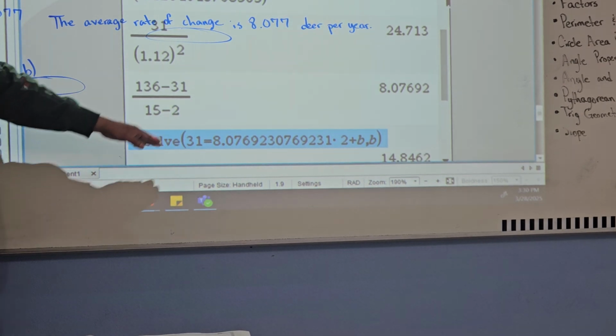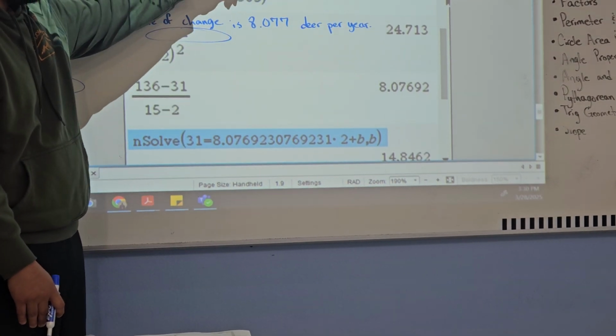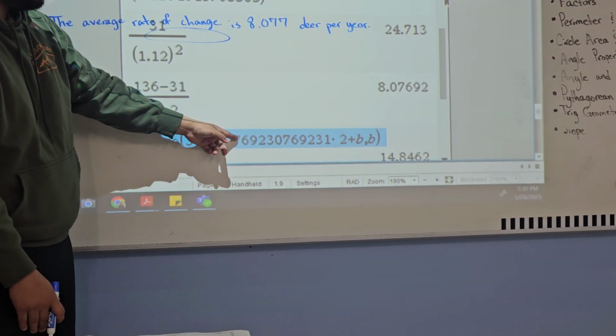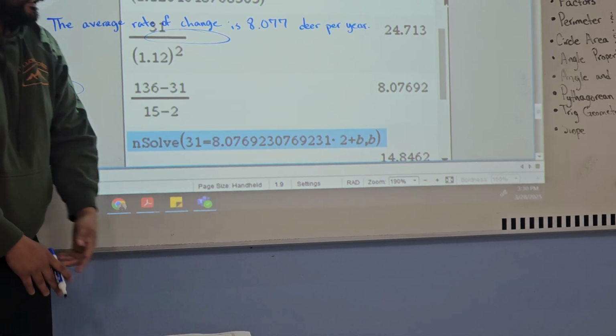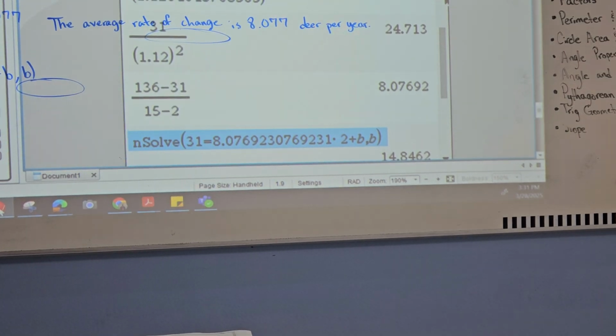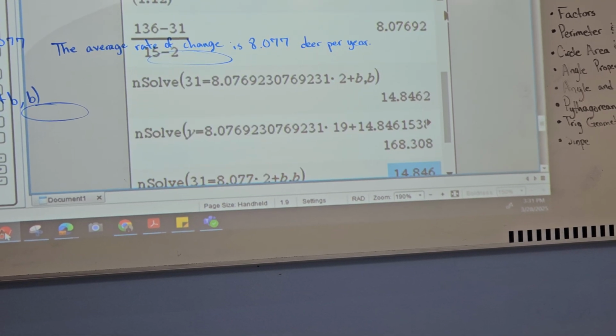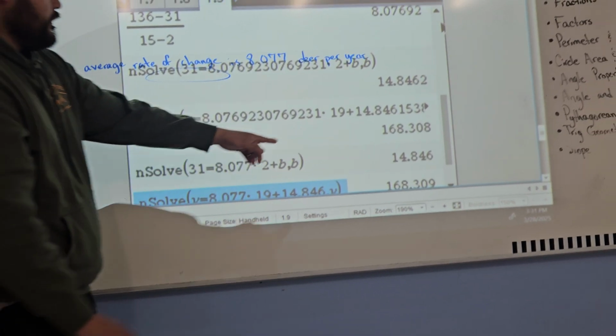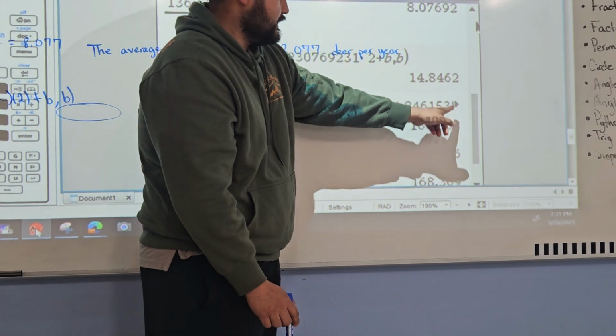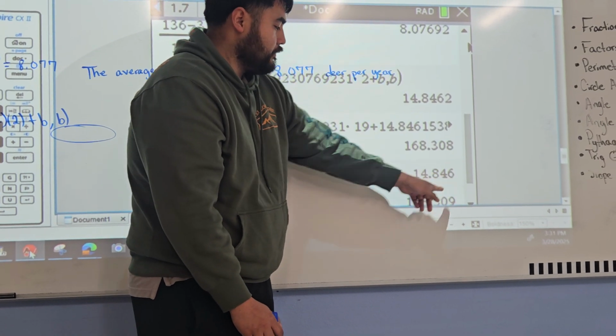In this case, earlier the numbers were different. I don't know if you guys saw them, with approximation and rounding. But in this case, if I approximate and if I round, you're gonna notice that right here, 14.8462, 14.846.